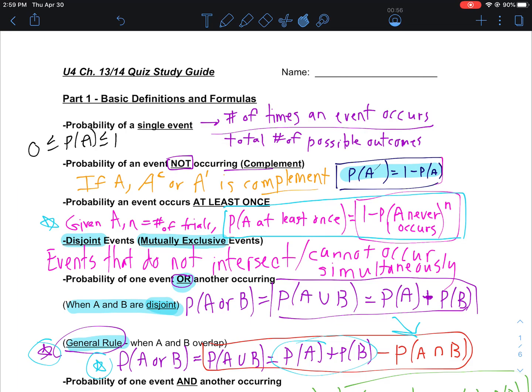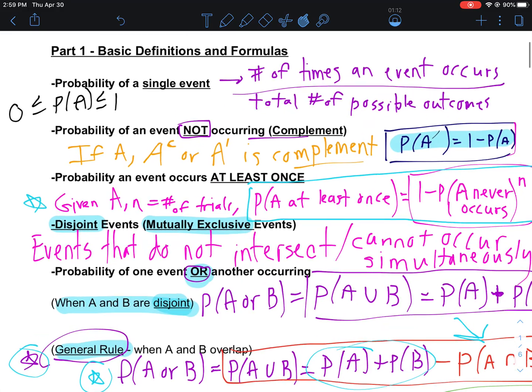And here we go. So to start with, probability in general is just the number of times an event can occur divided by the total number of possible outcomes. And it always will have an answer between 0 and 1. 0 meaning something's impossible and will never occur. 1 meaning it will always occur.